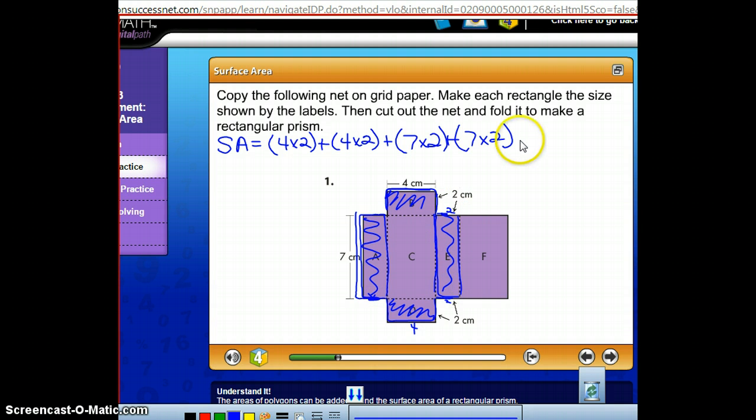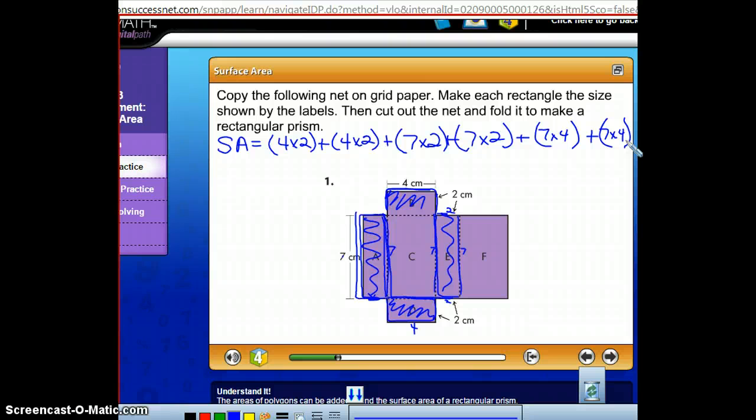We have C and F left that we need to add. Length and width here. I see no measurements next to C and no measurements next to F. That's okay. If we look at our picture, you're able to figure them out. What is the long side? Dylan? 7, because if this is 7, then this is 7. So the long side is 7, and the shorter side at the bottom is 4. So 7 times 4 plus 7 times 4. This is what you should have so far.